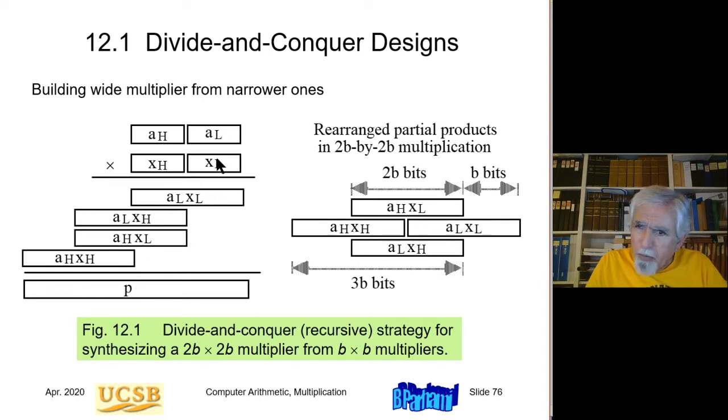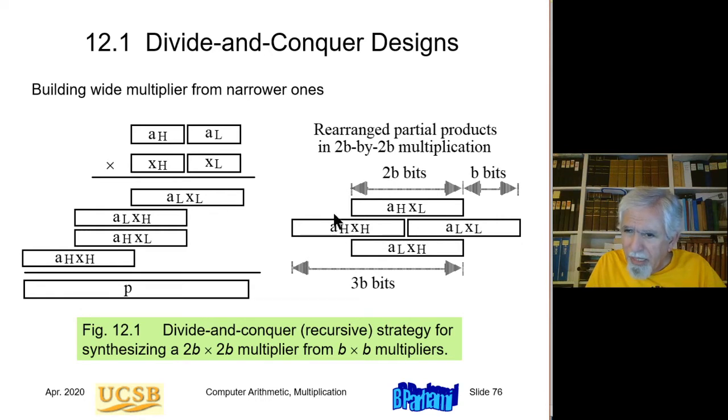So if we are given these half-width multipliers, we need four of them to form these. And then we need to do this four-operand addition. This is, in fact, not a four-operand addition, but a three-operand addition, because ALXL does not overlap with AHXH. They have no overlap bits. This is depicted in the diagram on the right. ALXL and AHXH do not overlap, so they're considered as just one very long number. AHXL and ALXH do overlap with each other and with this longer number.